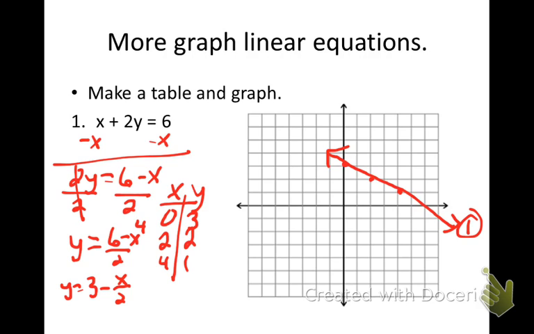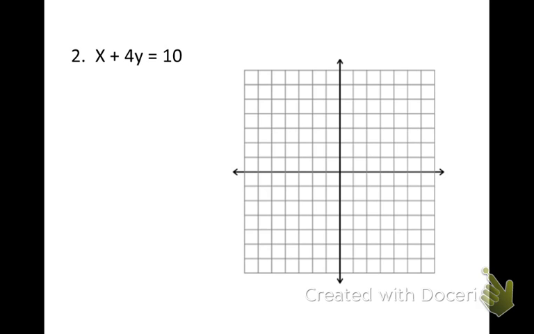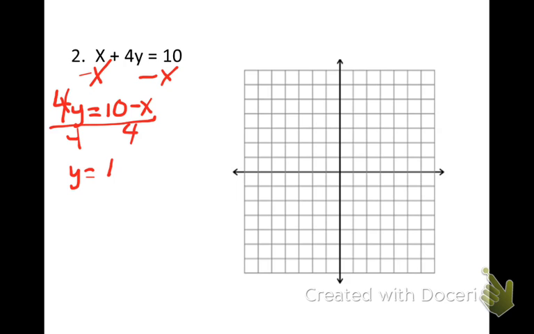So solve for y, make your table. And again, think of your values wisely, because we don't really want to graph the halves. You can, but again, it's harder math for you, and it makes it a little more difficult to graph accurately. So again, we want to get the y by itself, so I would need to subtract x from each side. I get 4y equals 10 minus x. Divide by 4 on both sides, so I get y equals 10 minus x all over 4.